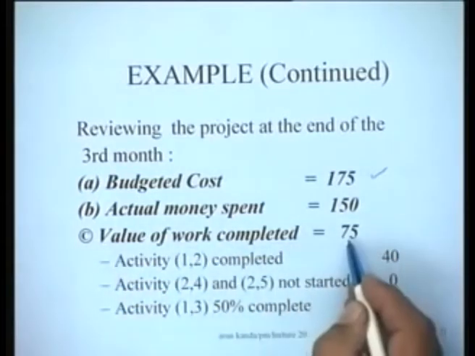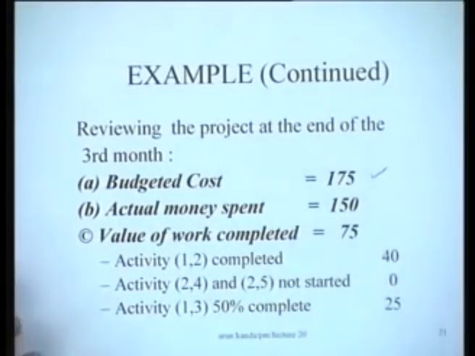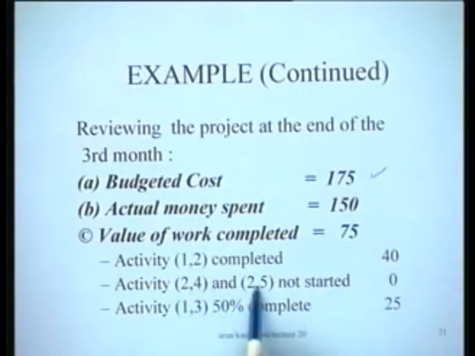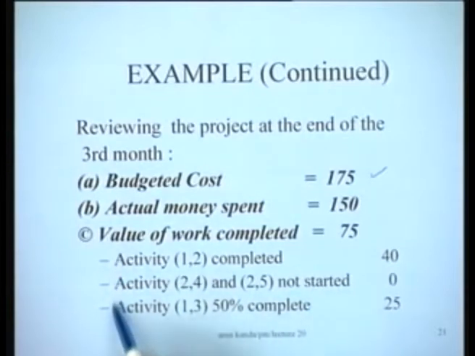And let us say the value of the work completed. How do we find out that? That is the most important thing. How do we find out the value of work completed? We find that activity 1-2 has been completed. This is the actual status of activities. Activities 2-4 and 2-5 are not even started. This is a field report. And activity 1-3 is 50% complete. This is what we find.